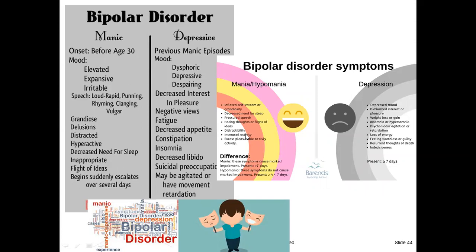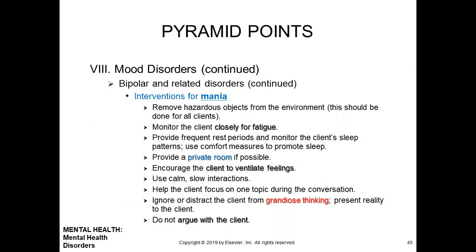Next here, we said, what are the other interventions? Providing a safe environment is the most priority, as I told you. Remove hazardous objects from the environment. Monitor the client closely for fatigue, provide frequent rest periods, and monitor the client's sleep pattern. Use comfort measures to promote sleep. Provide a private room if possible, but not for the depressive patient.